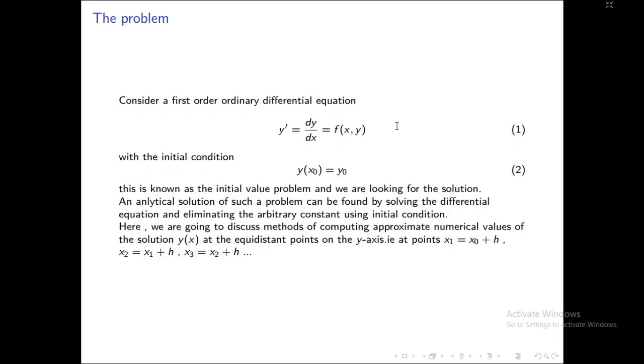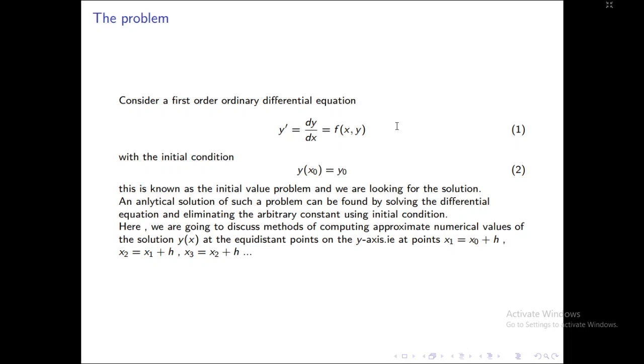But in some cases, finding an analytical solution need not be simple. In some cases it's not possible, and in some cases such a calculation is not simple, it is a tedious process. So we are discussing some numerical methods by which we can find a solution to the given differential equation or given initial value problem.